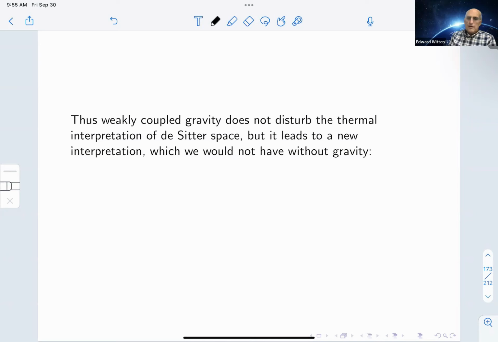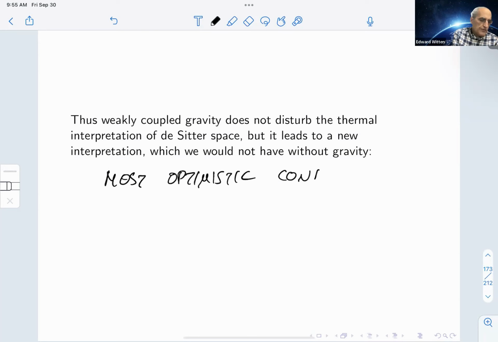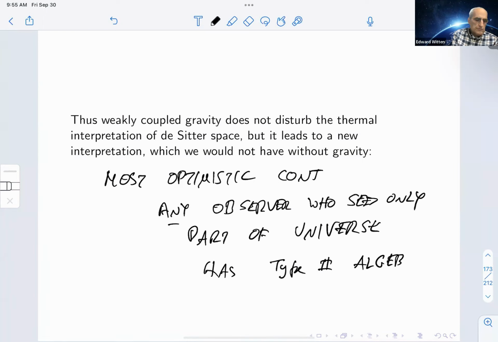Well, the argument I gave is only for de Sitter space, unfortunately. And even if I had time to give this last part of the talk, it would have been only for the black hole. So I don't really know what happens for other spacetimes, but I will say that the most optimistic conjecture, maybe too optimistic, but the most optimistic conjecture of its type is that any observer who sees only part of the universe describes observations by a type 2 algebra. I don't know if that's true, but I view that as the most optimistic conjecture of its type.